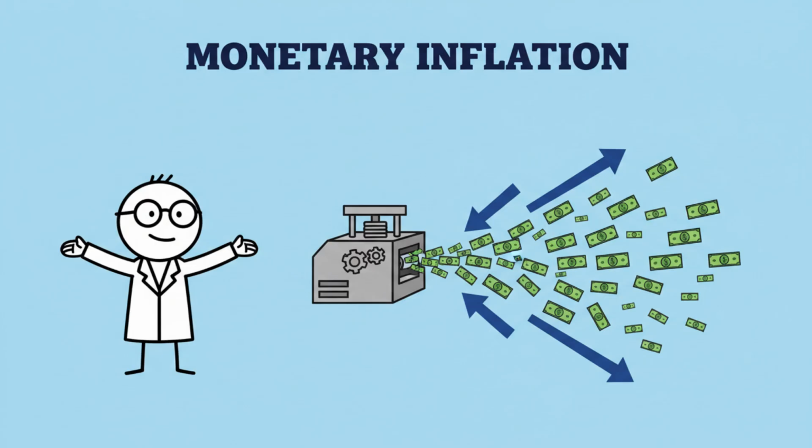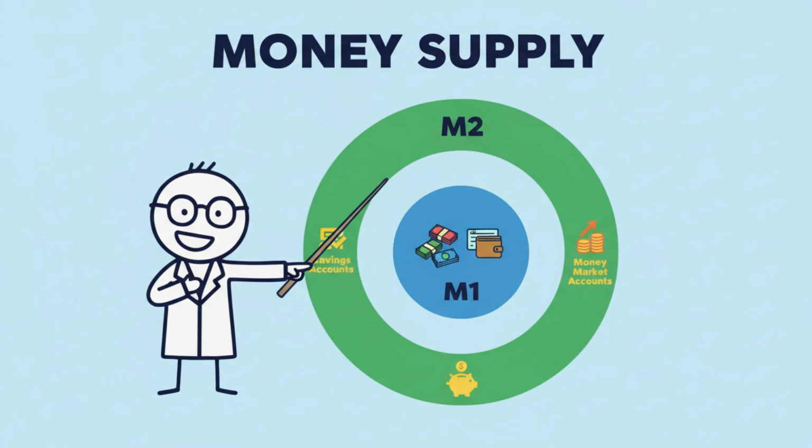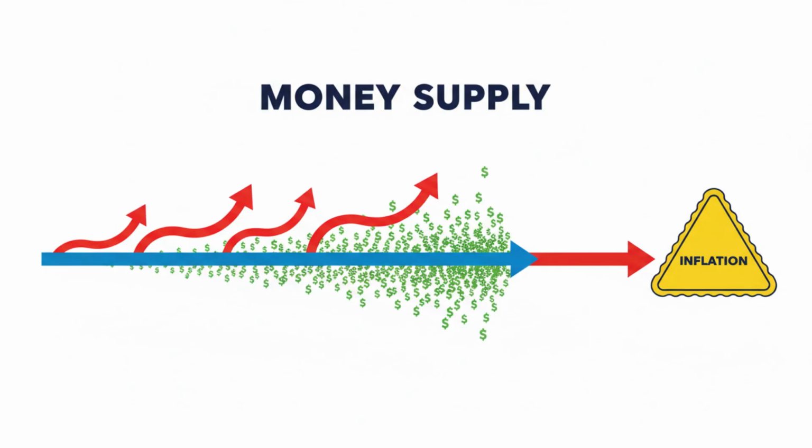Monetary inflation. When there's too much money in the economy, the government or central bank prints more money, increasing the money supply. More dollars exist, so each one is worth less. Basic supply and demand. Money supply. The total amount of money circulating in an economy, measured in levels like M1 and M2. M1 is cash and checking accounts. M2 includes savings and money market accounts. When this grows too fast, inflation follows.